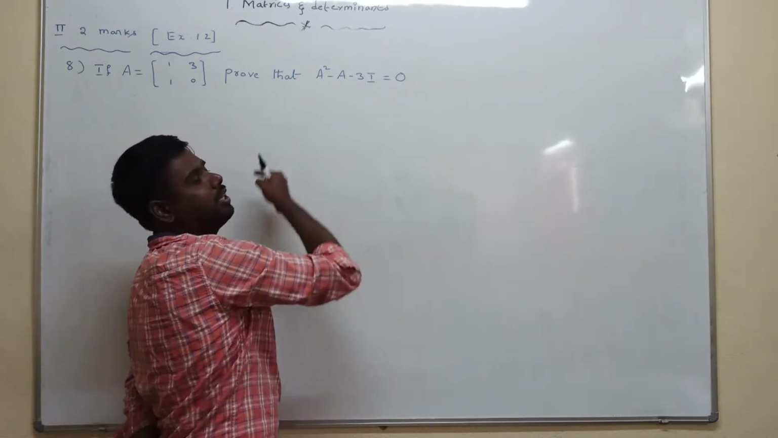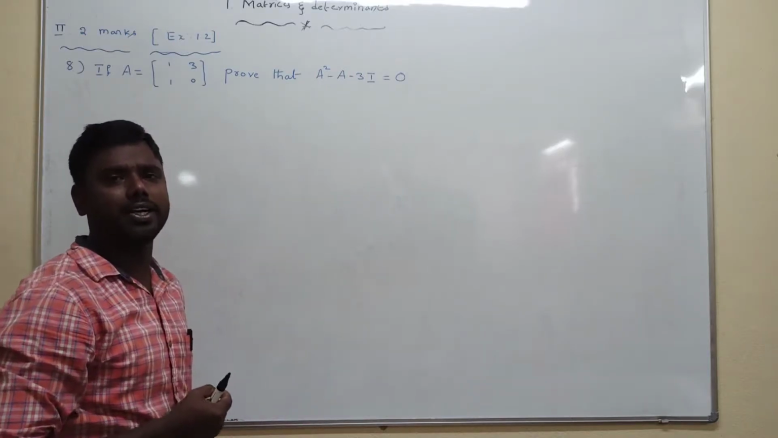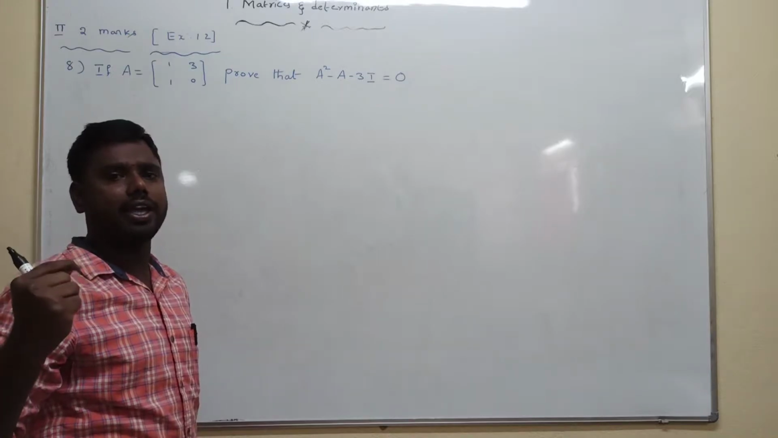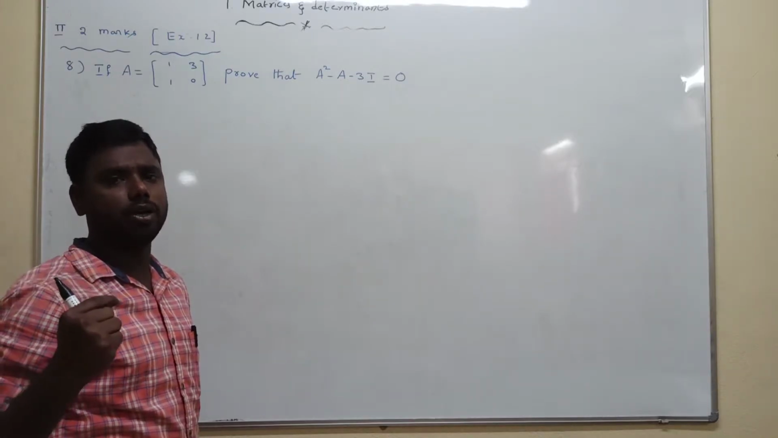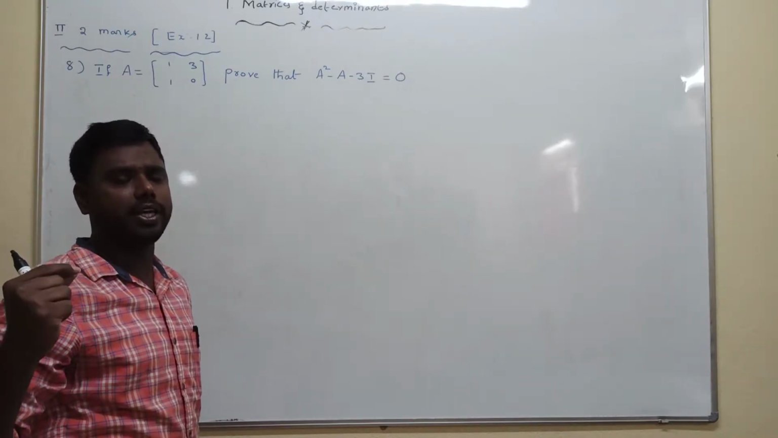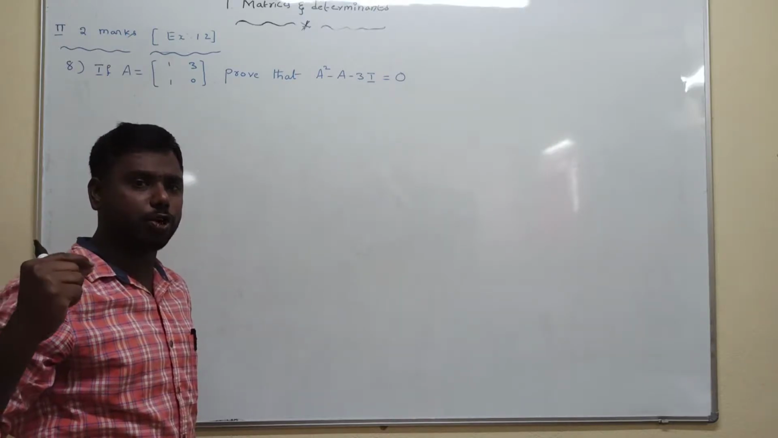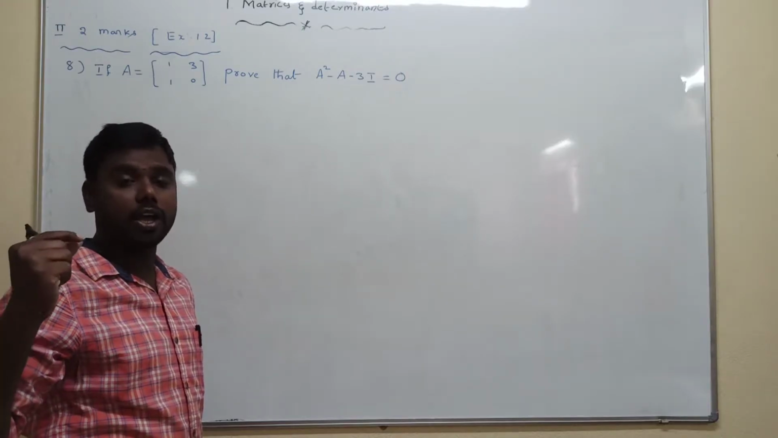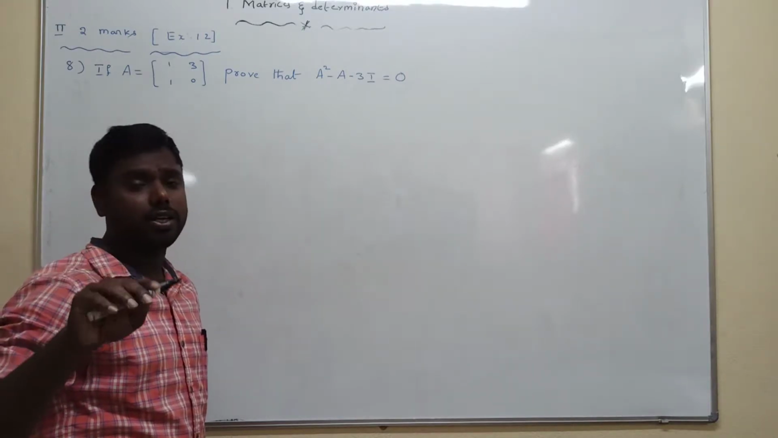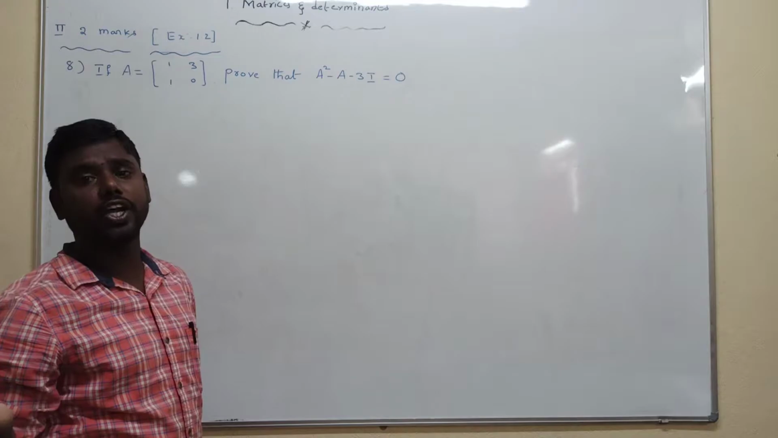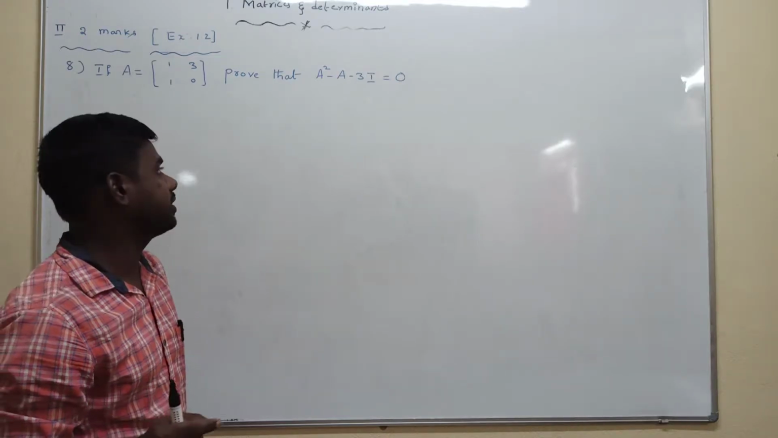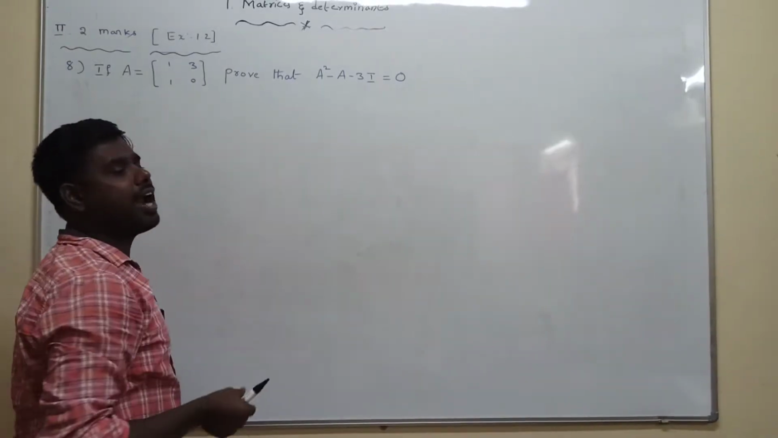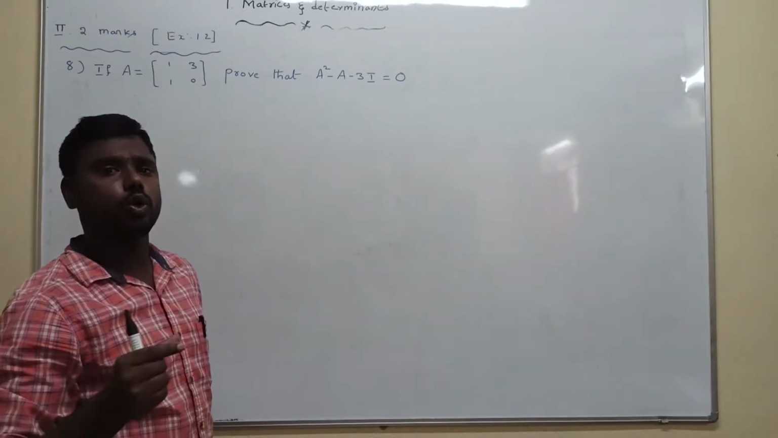Here, what is I? I is nothing but the identity matrix. I already gave the definition and an example. What does identity matrix mean? A square matrix is said to be an identity matrix or unit matrix if the diagonal elements are equal to 1 and the non-diagonal elements are 0. Based on the given A matrix being 2 by 2, the identity matrix is also taken as a 2 by 2 matrix.